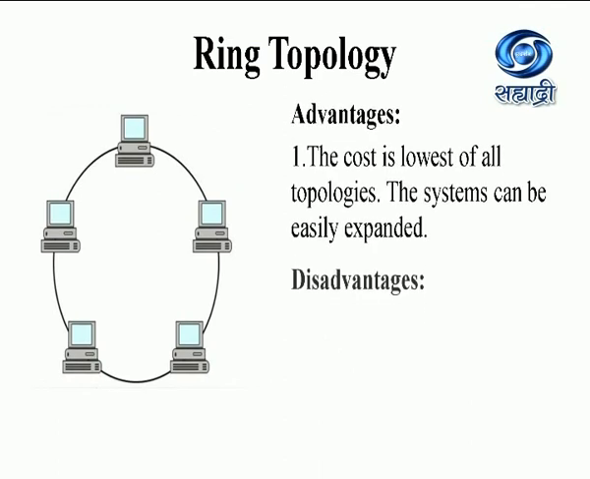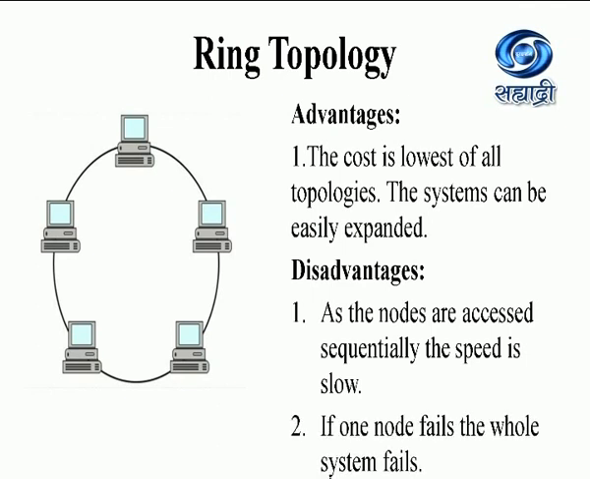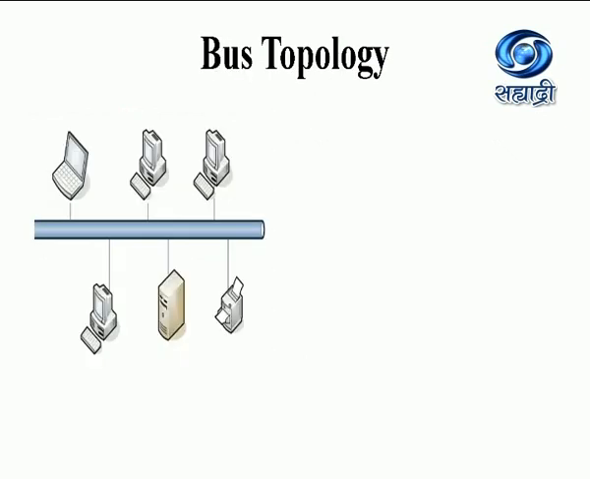Let's see the advantages of this topology. The first advantage is the cost is lowest of all topologies. The systems can be easily expanded. And the disadvantages are, as the nodes are accessed sequentially, the speed is slow. And if one node fails, the whole system will fail.